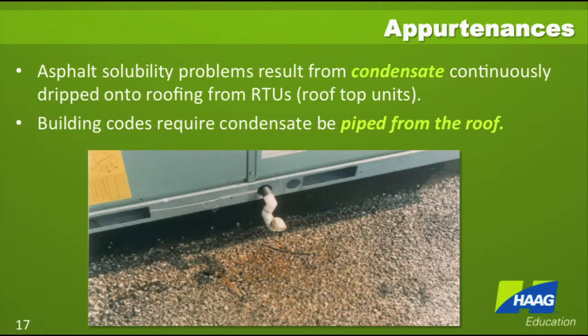Another source of continual water can be air conditioning units on the roof. The building code will require the condensate coming out of an air conditioning unit to be piped off the roof. Though this is commonly not done, and as shown in the photograph, you have that discharge where condensate can drain onto the roof. This can keep the roofs consistently wet during the wetter portions of the year.